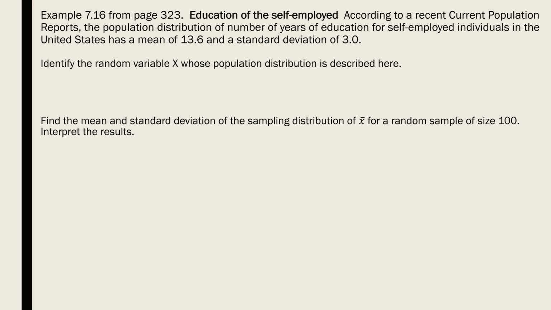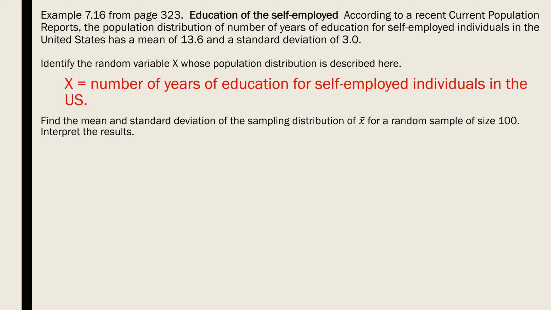This is example 7.16 from your textbook. You can pause this video and read the question. Question 1. Identify the random variable x whose population distribution is described here. So the random variable x should be the number of years of education for self-employed individuals in the United States.